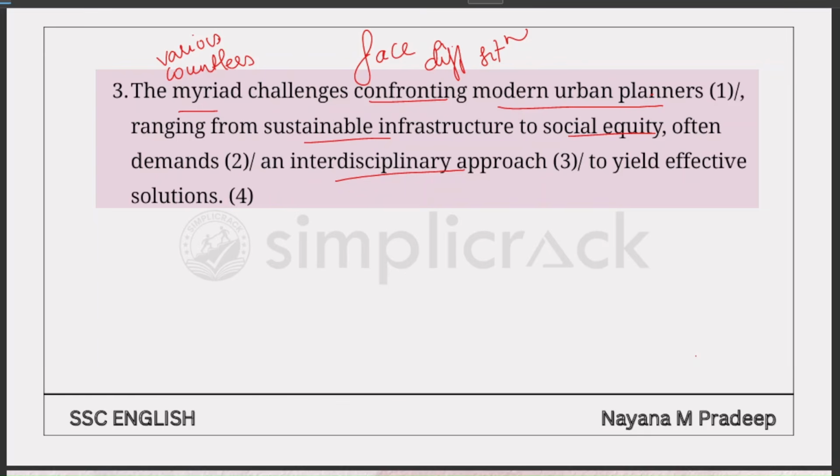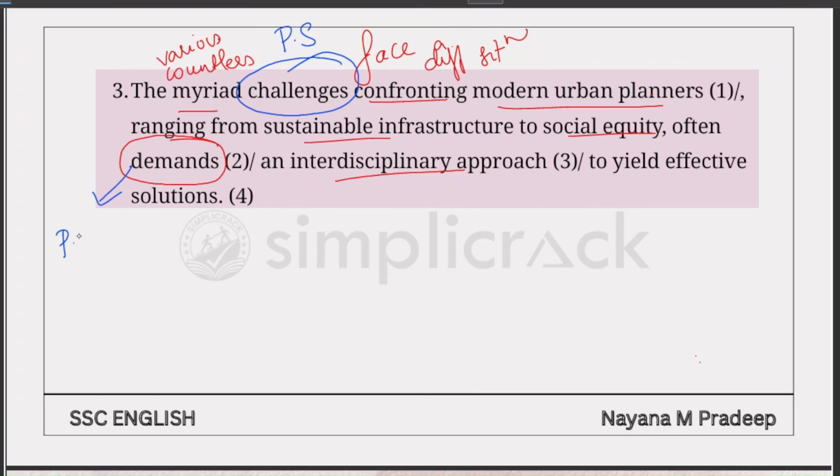Now, what is wrong here? The error is in the use of the word demands. Why is it wrong? It is wrong because here the main subject is challenges, and challenges is a plural subject. So the verb also has to be a plural verb. So you have to use demand.